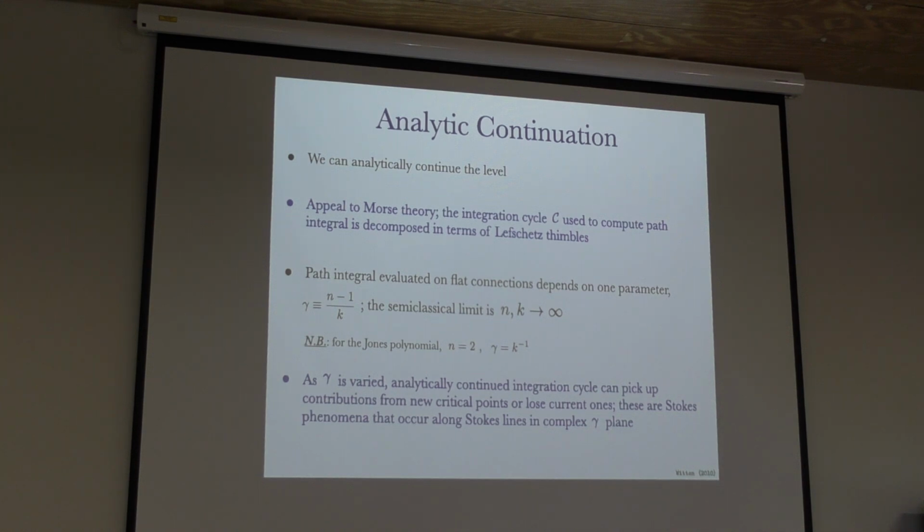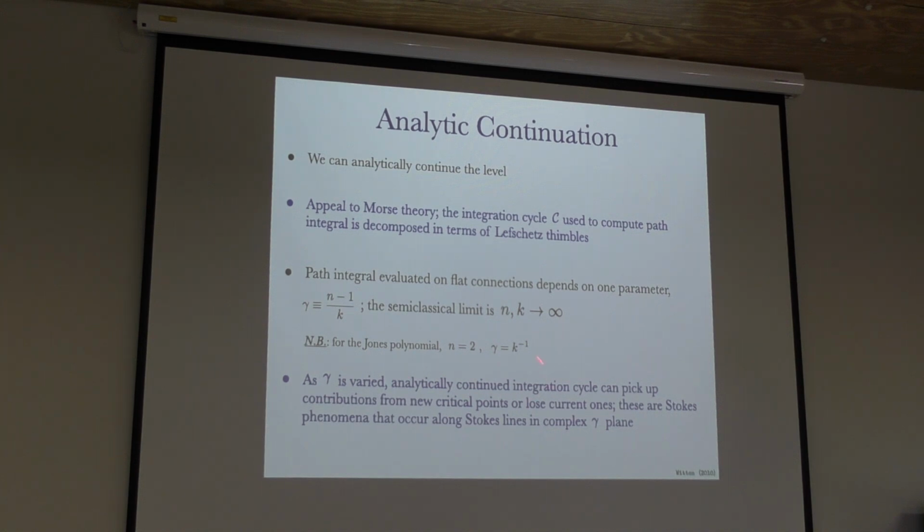Okay, so to interpret this result, we look at the analytic continuation of Chern-Simons theory that Witten described in 2010. In part of this analytic continuation, we promote the gauge group from SU(2) to SL(2,C). We also promote the level to be something which is analytically continued. And then we appeal to Morse theory and work with Lefschetz thimbles. We find the path integral evaluated on flat connections depends on a single parameter. The parameter gamma is a ratio of n minus 1 over k. And this answers your question, why do you take k to infinity as well: you want to keep this gamma fixed in the semi-classical limit.